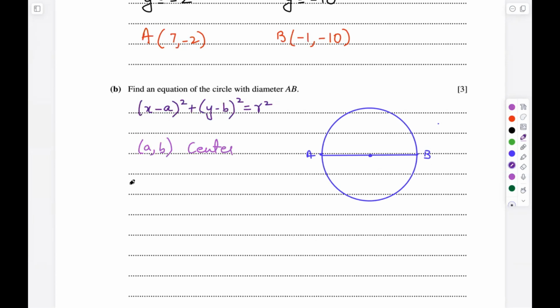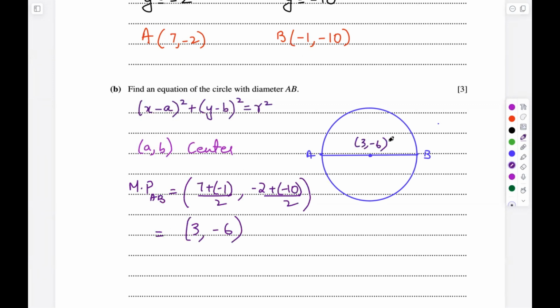As we know that the center will be at the midpoint, finding the midpoint of the points A and B, the midpoint of AB will be (x1 plus x2) upon 2, so that will become (7 plus minus 1) upon 2, and (y1 plus y2) upon 2 will become (minus 2 plus minus 10) upon 2. Simplifying this, 7 minus 1 is 6, so 6 upon 2 will become 3. Minus 2 minus 10 will become minus 6. So the midpoint of AB, or the center coordinates, are (3, minus 6).